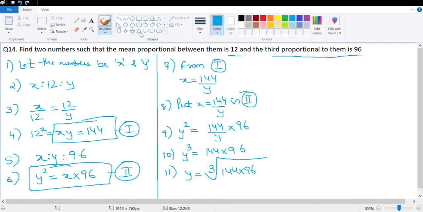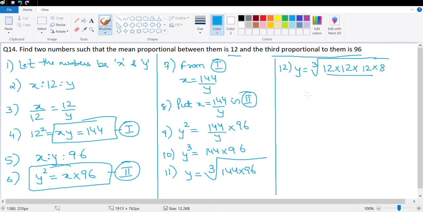Let's try and factorize and see what we get. I already know that 144 is 12 into 12. We are looking at the third root, right? And 96 can be written as 12 into 8. So out of these, three 12s, one 12 comes out, and we are looking at the third root of 8. The third root of 8 is 2. So this is 12 into 2. Therefore, y is equal to 24. So we've been able to get the value of y.